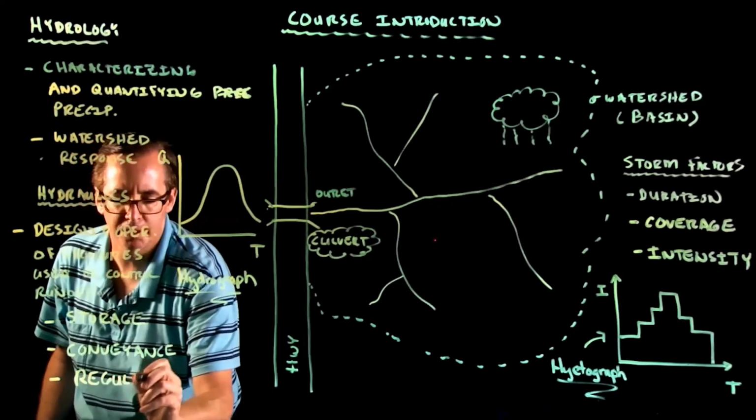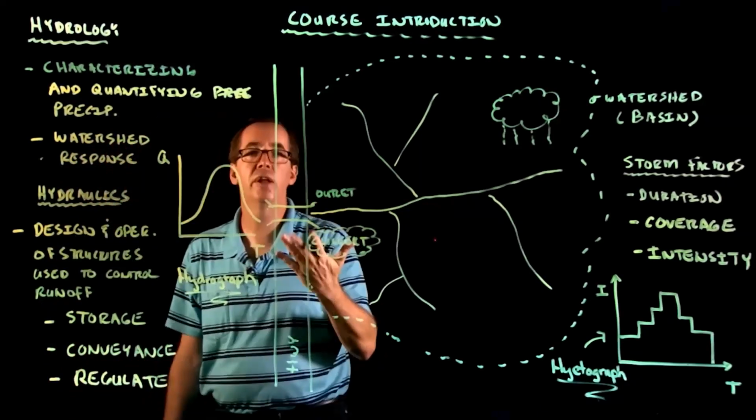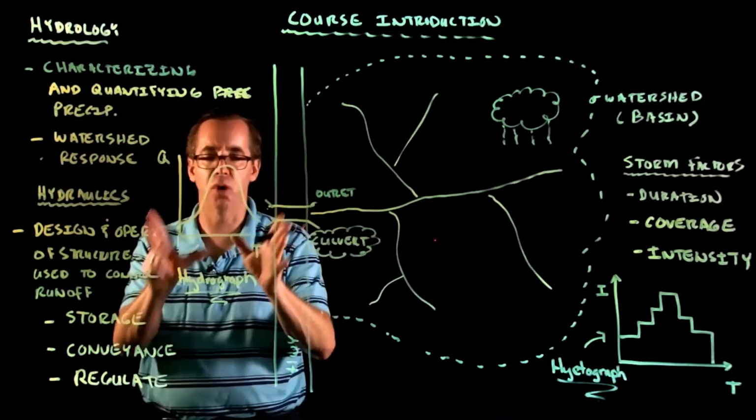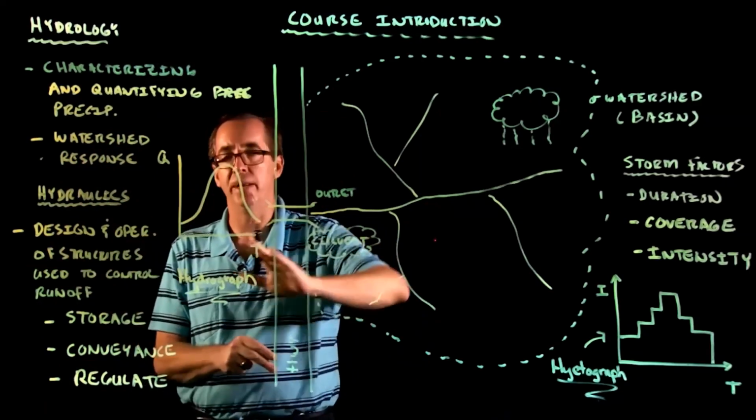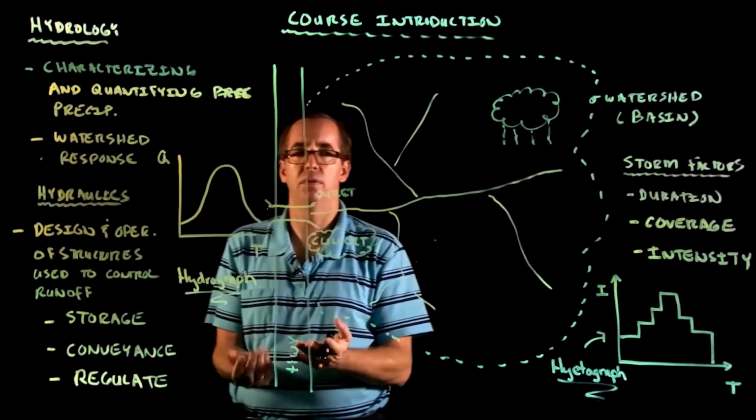For example, we're spending a lot of time in this course with regulation structures that are used in irrigation applications, when we have so much water and we want to divvy it up, so many gallons per minute to this field, so many gallons per minute to this field, and so forth.